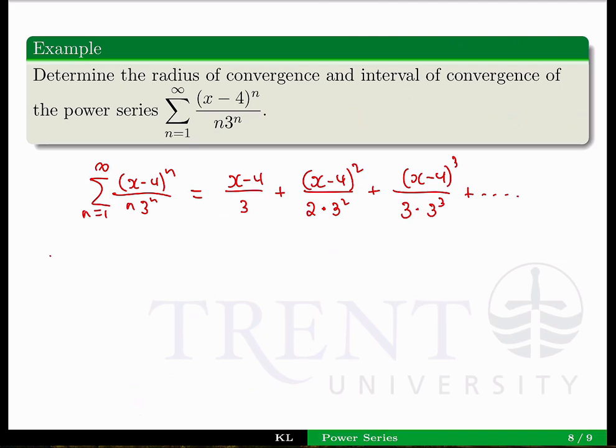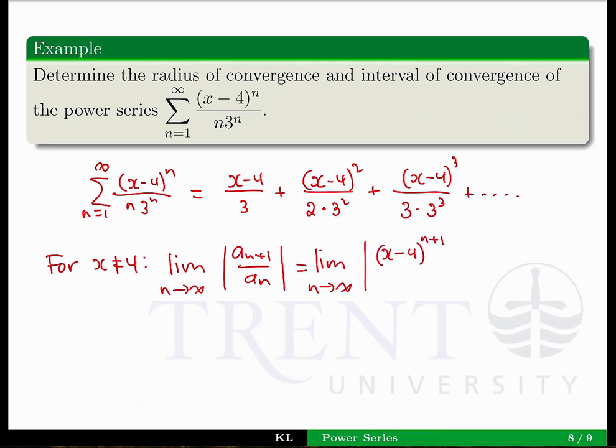So now we start for x not equal to 4. We get the limit as n approaches infinity of a sub n plus 1 over a sub n in absolute values. This is the limit as n approaches infinity of the absolute value of x minus 4 to the n plus 1 divided by n plus 1, 3 to the n plus 1, times n 3 to the n over x minus 4 to the power n.